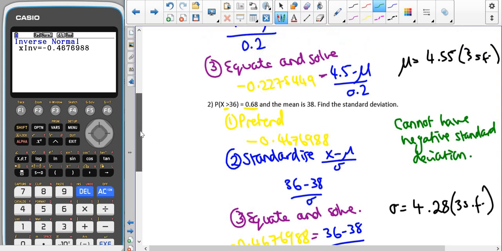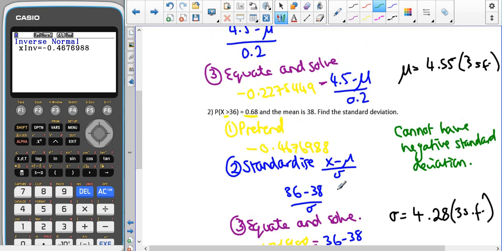Okay? However, you can have a negative mean. So if you're trying to find the standard deviation and it ends up being negative, then you have done something wrong. You can't use that as a check with the mean, but you can if you're trying to find the standard deviation. So that's how you find the mean or the standard deviation.